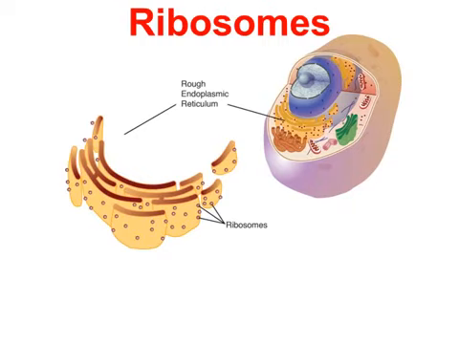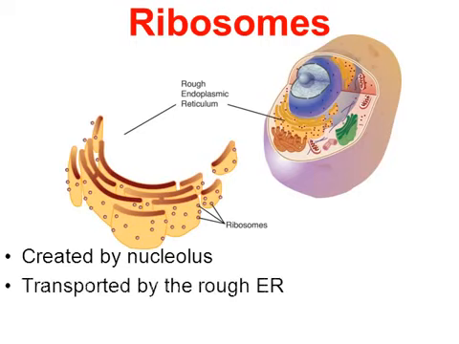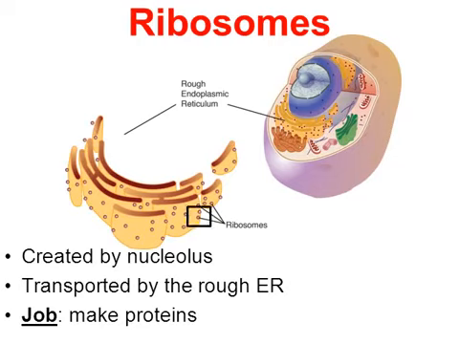So let's talk a few extra moments about those things called ribosomes. They're created by the nucleolus. Remember, the nucleolus is inside the nucleus. The ribosomes are transported by the rough ER, and as the ribosomes are being transported by the rough ER, we now come to their job, their duty. Their function is to make proteins. And so if we highlight a few ribosomes with that flashing black box, let's zoom in to a ribosome that's attached to the rough ER.